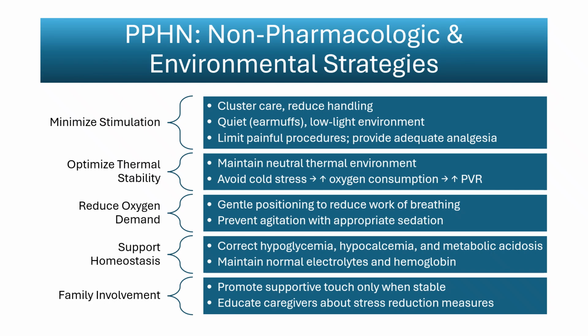Next, optimized thermal stability focuses on maintaining a neutral thermal environment. Cold stress increases oxygen consumption, which in turn elevates pulmonary vascular resistance, so temperature control is essential. Under reduced oxygen demand, the slide recommends gentle positioning to minimize the work of breathing and appropriate sedation to prevent agitation, which can worsen hypoxemia and shunting. Support homeostasis includes correction of hypoglycemia, hypocalcemia, and metabolic acidosis, as well as maintaining normal electrolytes and hemoglobin, which supports adequate oxygen delivery and vascular function.